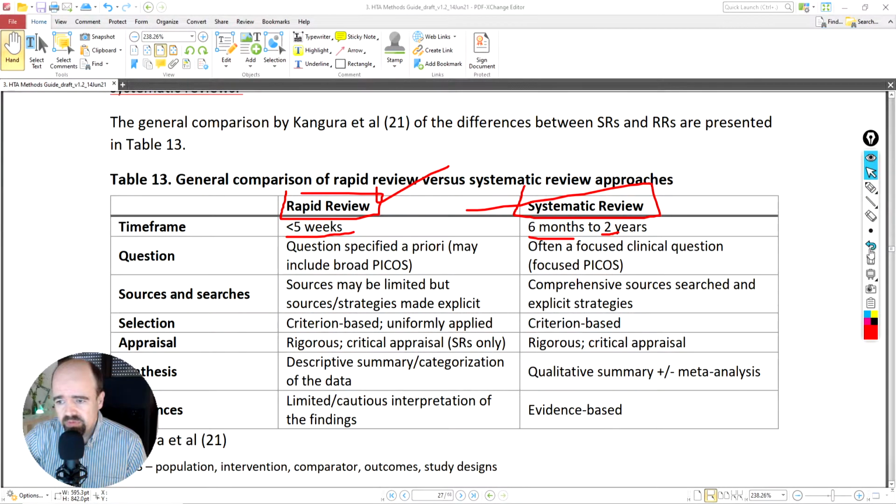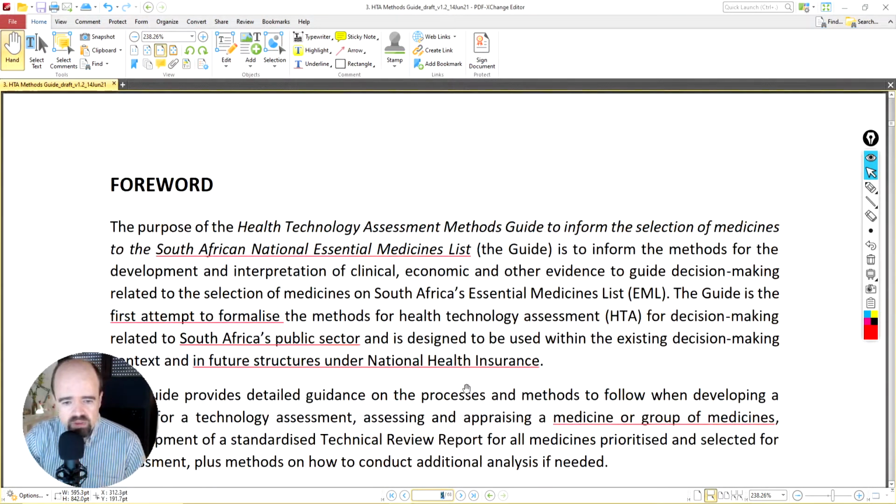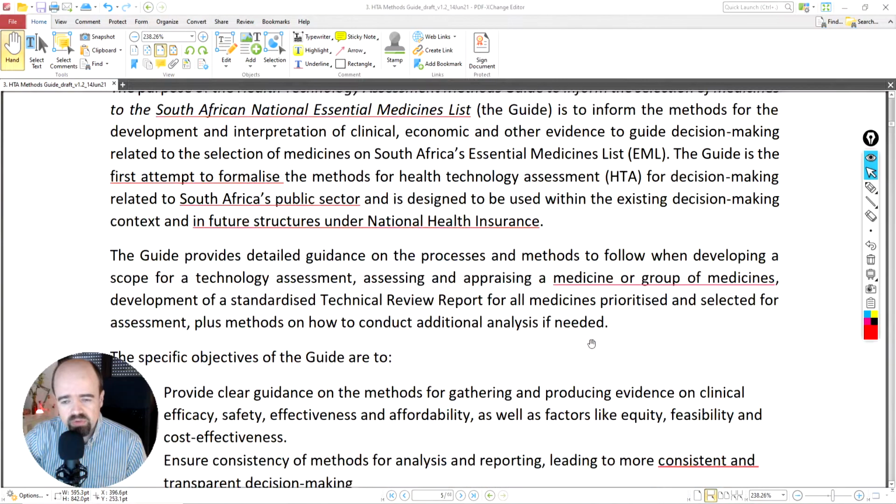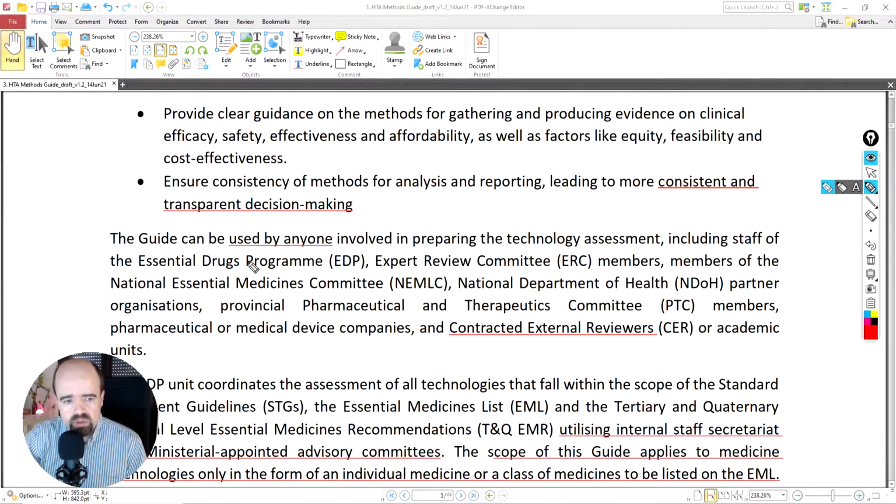Another example of the demand side of the equation relates to the opening paragraphs of the document under foreword, which speaks about the guide being usable by anyone, but more specifically that there may be contracted external reviewers that are involved in the assessment, the appraisal phase, coordinating management, and presumably adding additional capacity to the Essential Drugs Programme. We're not sure what these contracted external reviewers are.